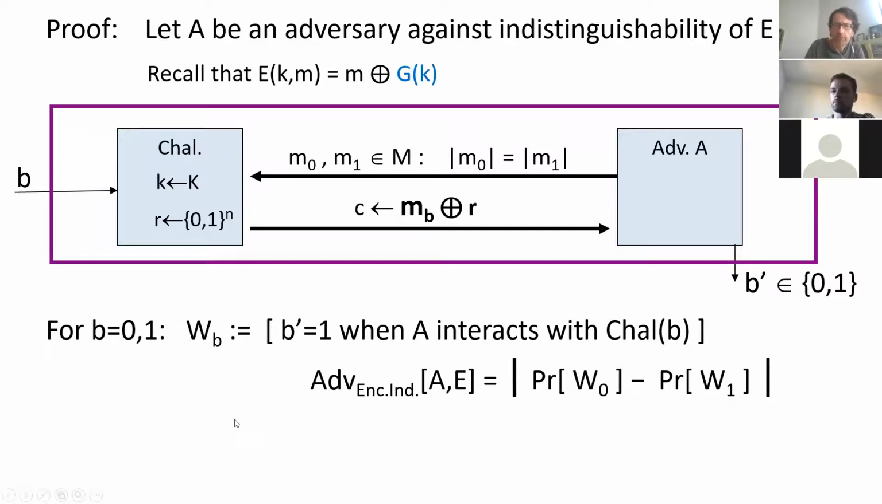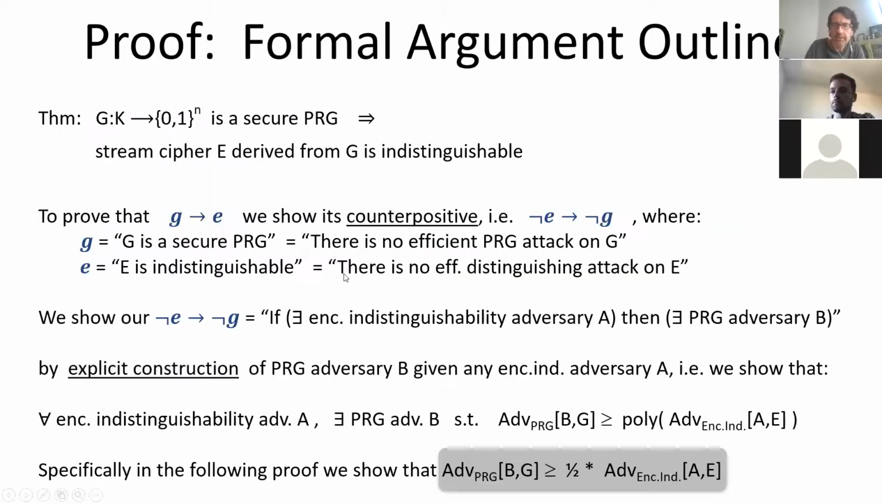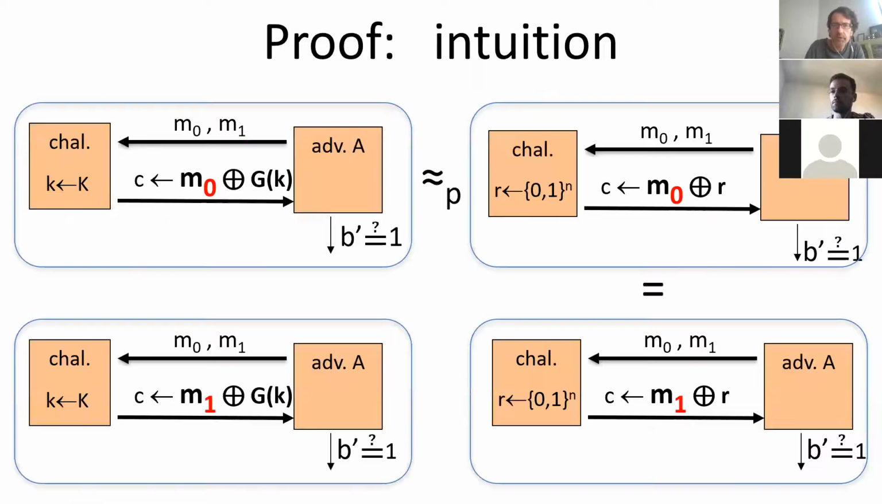We are basically measuring this. We are calling this event W0 and this W1. So how he acts here will be the probability of W0. This will be the probability of W1.